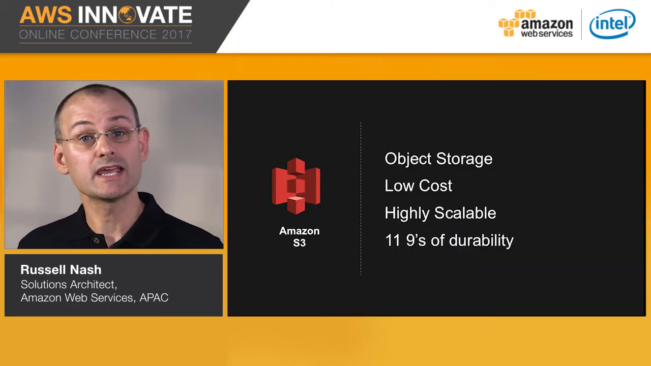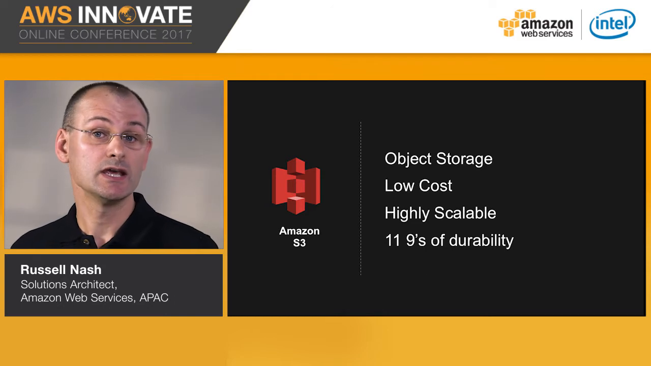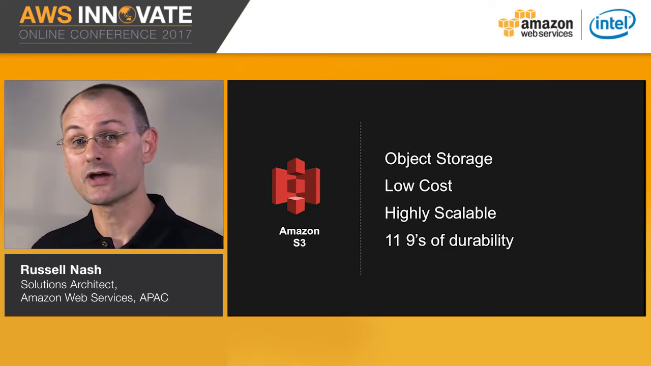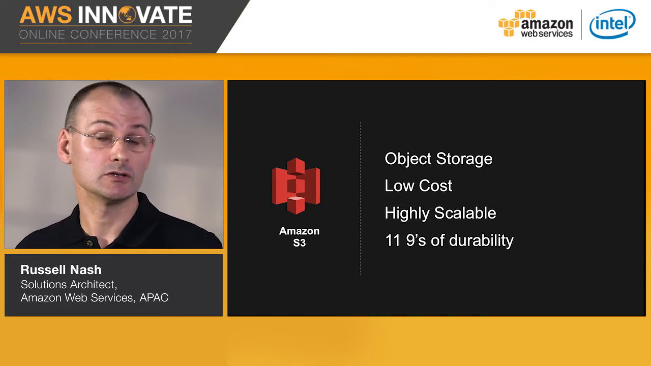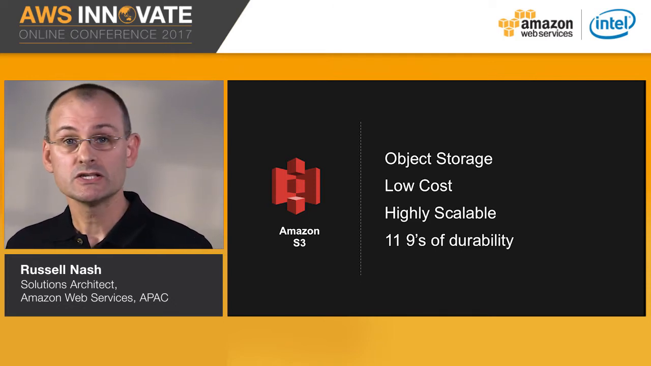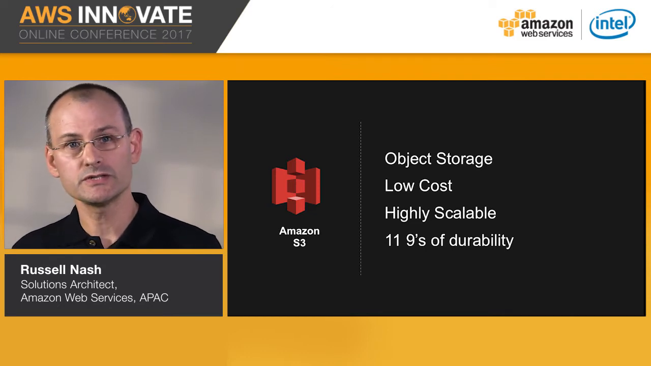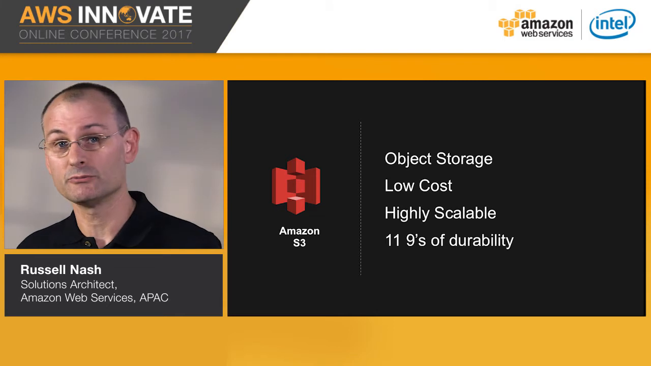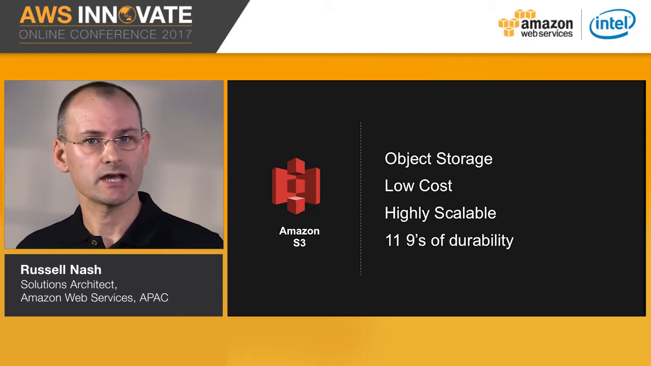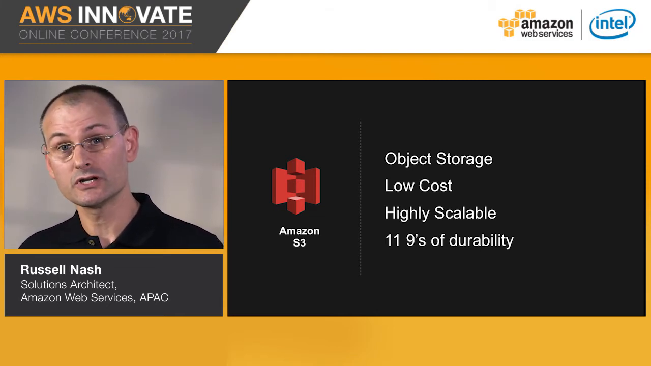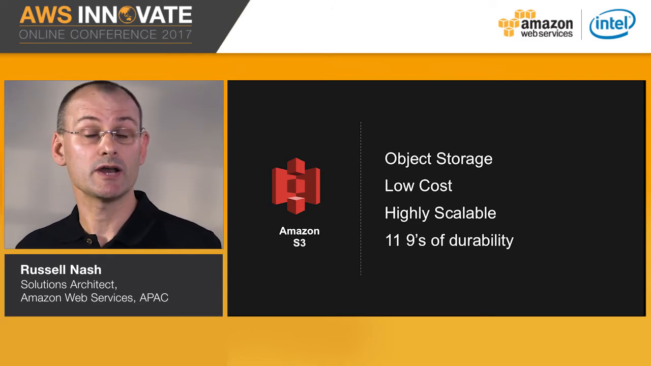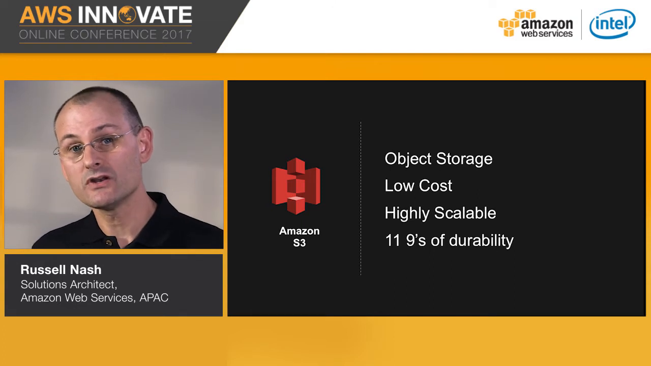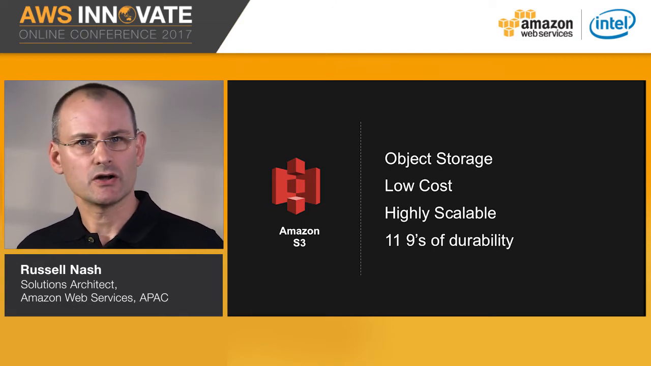So S3 has some really key features that make it perfect for use in a data lake. First of all, it's an object store, and this means that you can load up pretty much any type of object that you like into S3. Secondly, it's very low cost, and so this is important as your data volumes grow. You don't want the cost of your storage layer to be blowing out. It's highly scalable, so you don't need to pre-provision space within S3. You simply load up data as you need it. And importantly, we offer you 11 nines of durability for data that goes into S3.